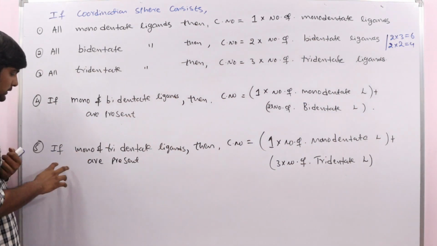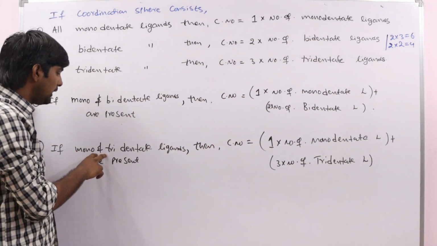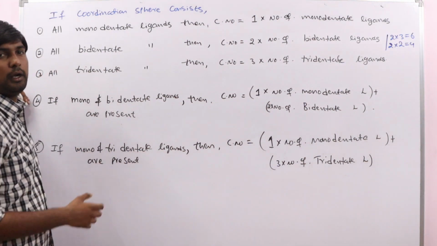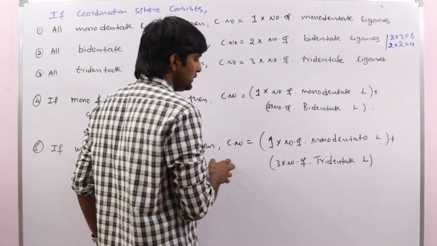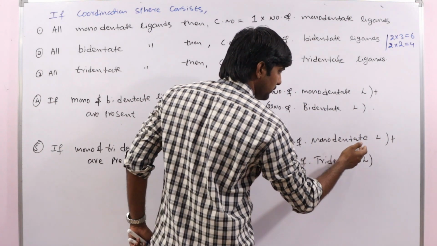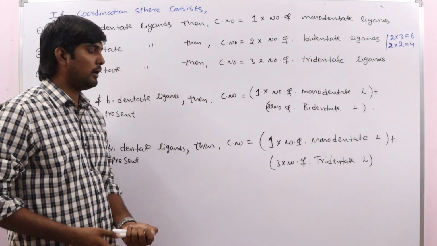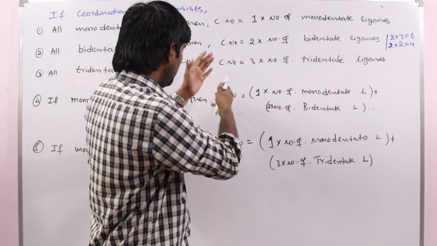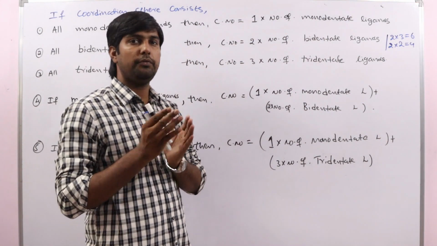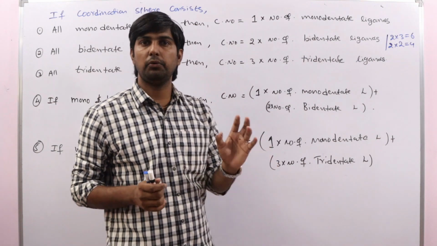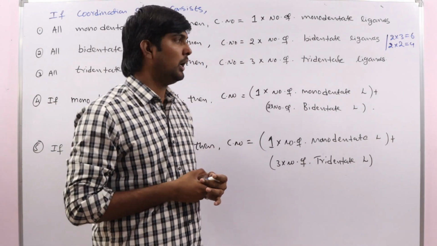Suppose the complex contains monodentate as well as tridentate ligands, then coordination number is equal to 1 into the number of monodentate ligands plus 3 into the number of tridentate ligands. Okay, no need to memorize this one, very simple. If you understand the concept of coordination number, we can easily answer.